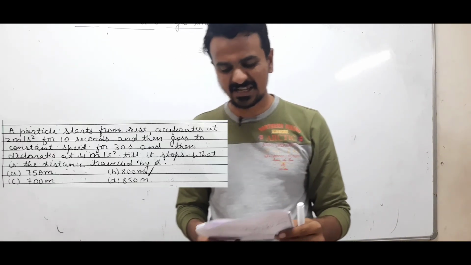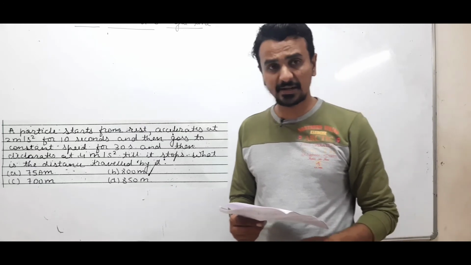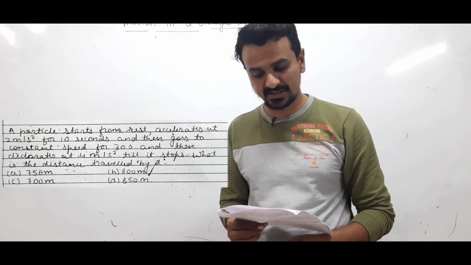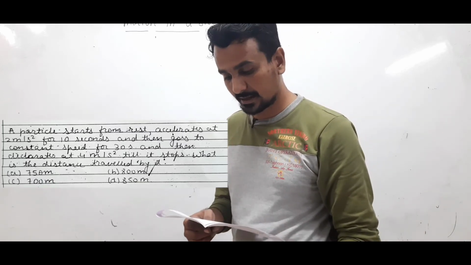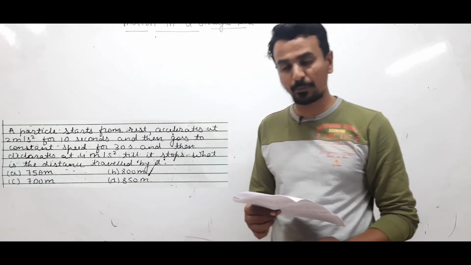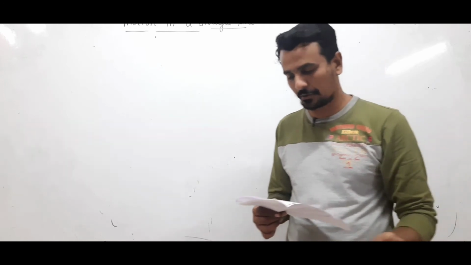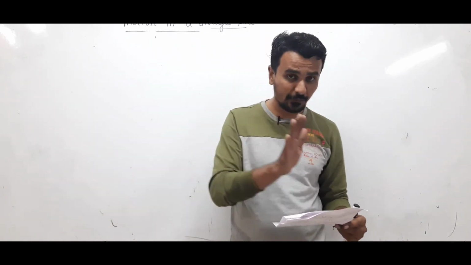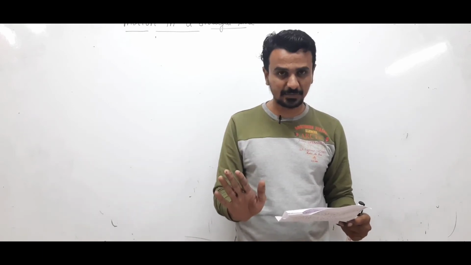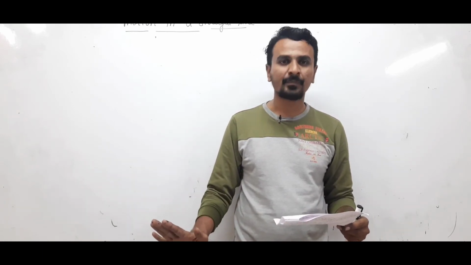A particle starts from rest, accelerates at 2 meters per second squared for 10 seconds, then goes with constant speed for 30 seconds and then retards at 4 meters per second squared until it stops. What is the distance traveled by it? See, the question consists of uniform acceleration, then constant speed and then uniform retardation.